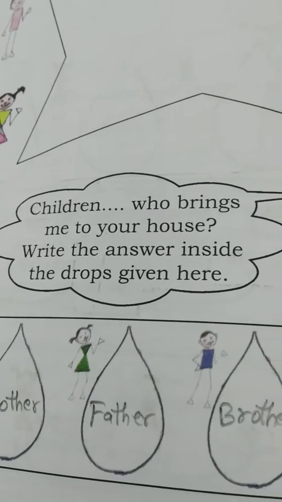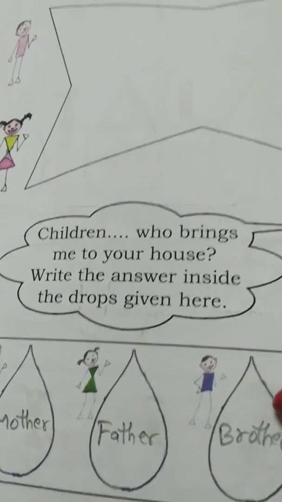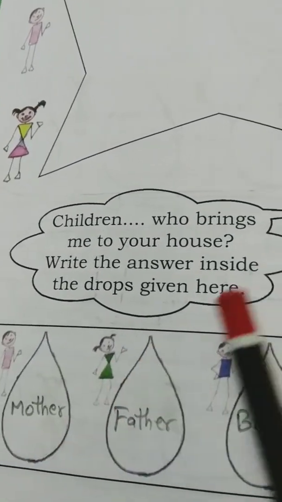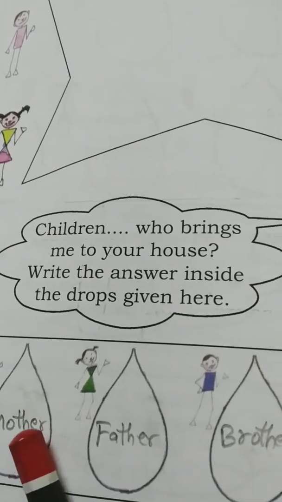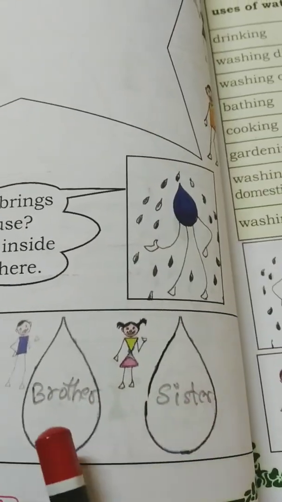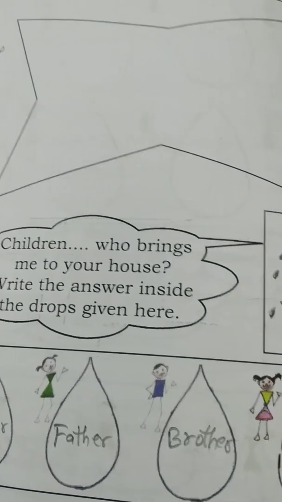Okay, you are saying we are bringing it, and who brings it to your house? He is asking one more question. The water drop is asking us, who will bring it? Usually mother, father, or brother, sister. The elder people only bring the water to our houses.